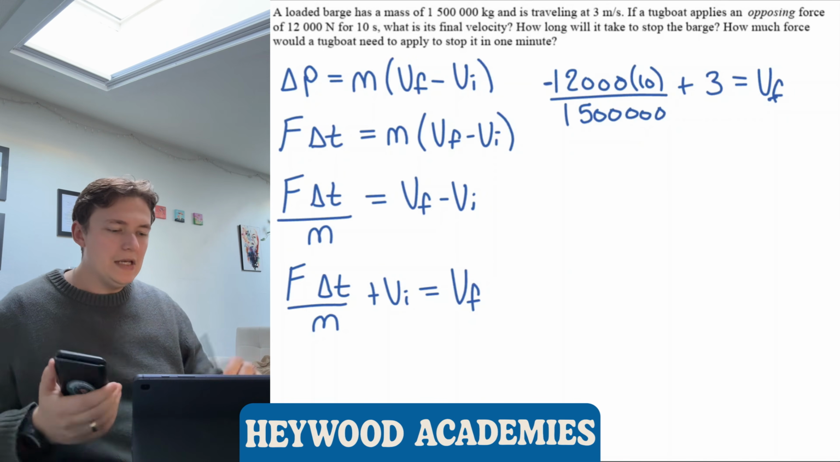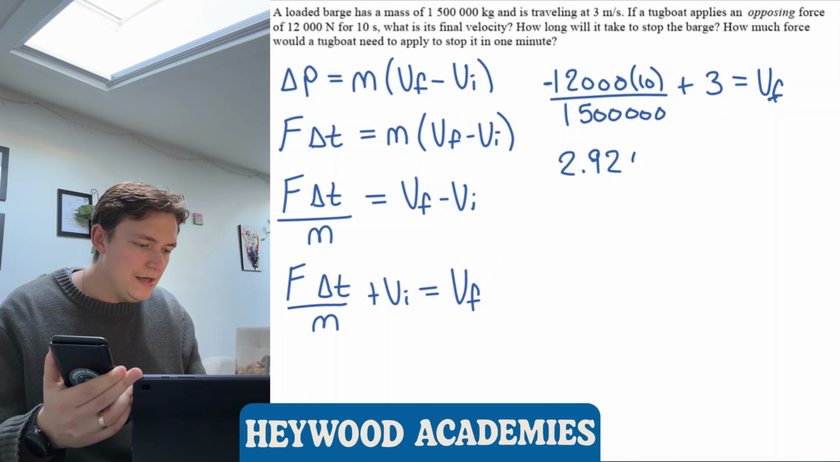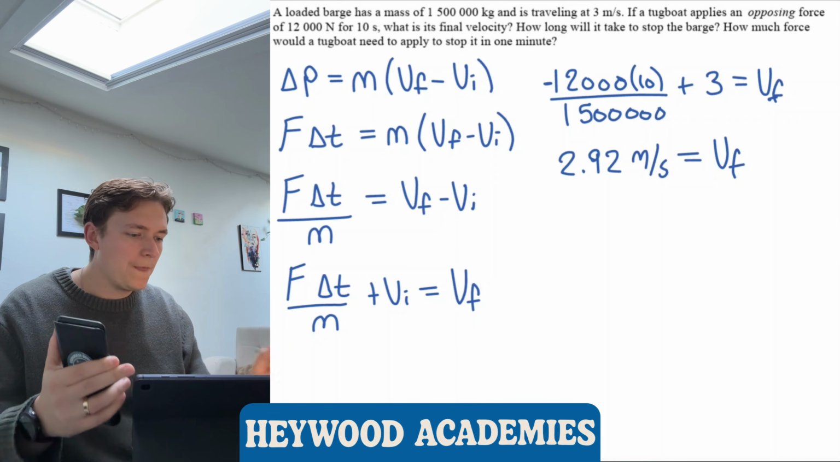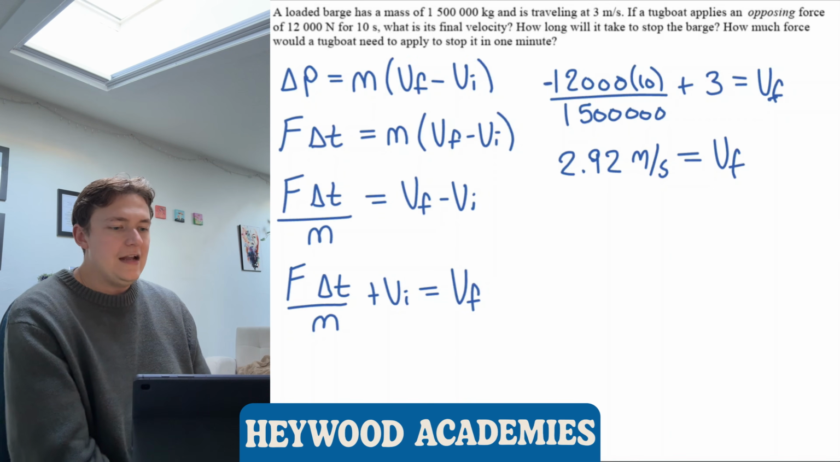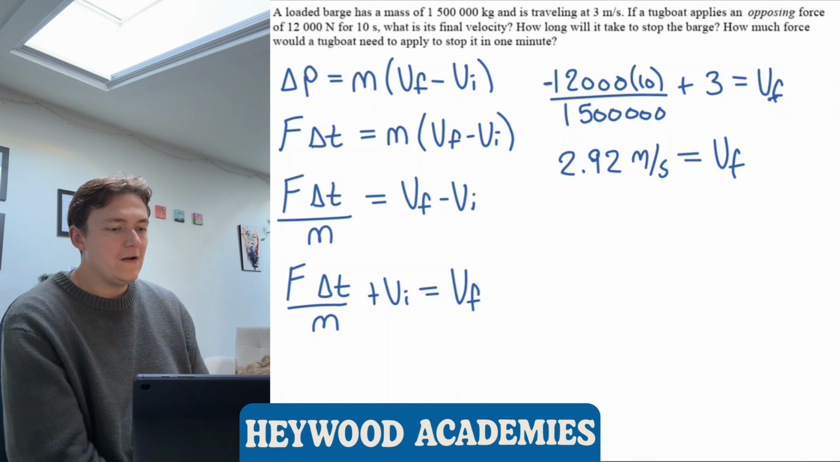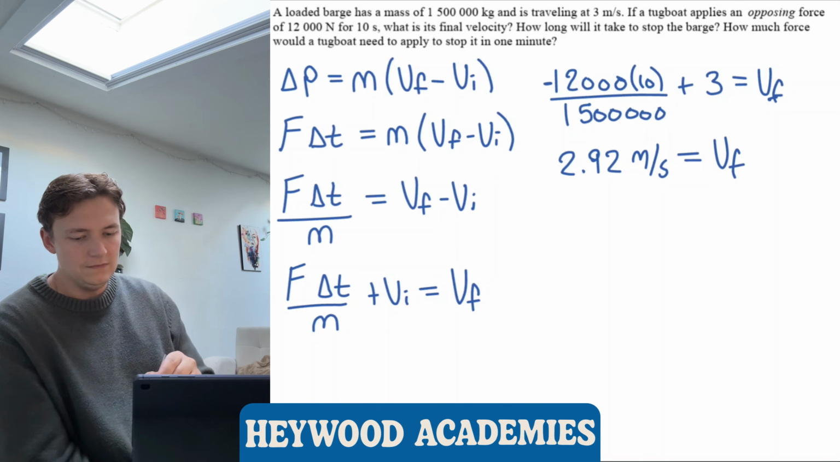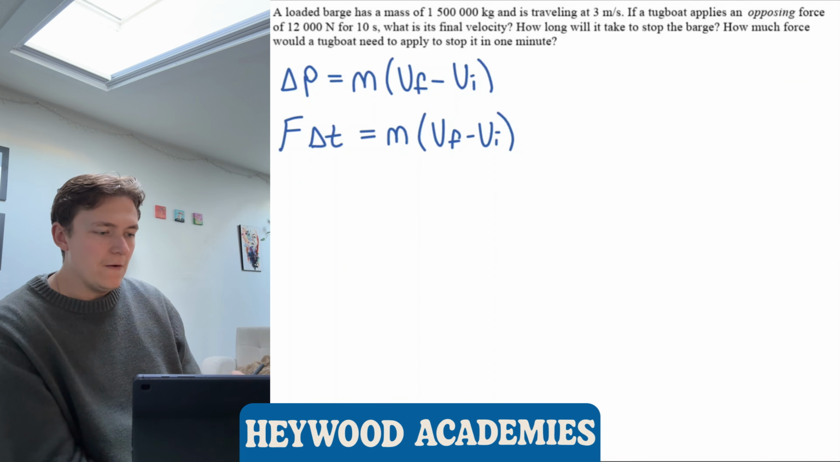We get 2.92 meters per second, so that did almost nothing to our speed, just because the momentum of that barge is so massive. So that's our final velocity for the first part. Now for the second part, they want us to figure out how long it will take to stop the barge. So let's erase a few things here. Now we're going to start from here and solve for the time.